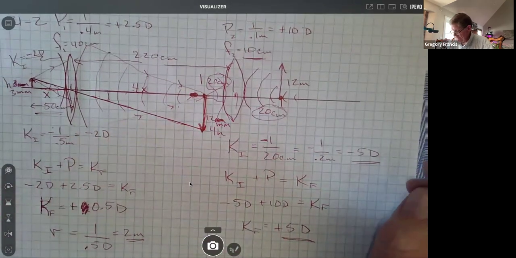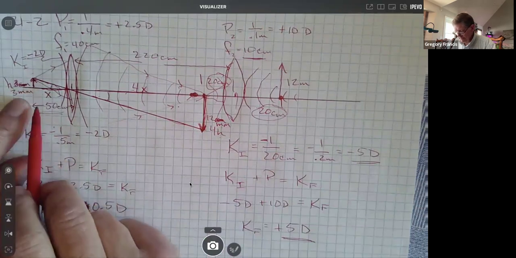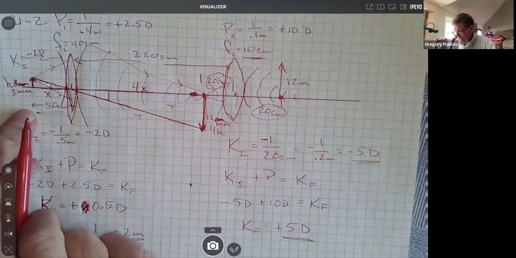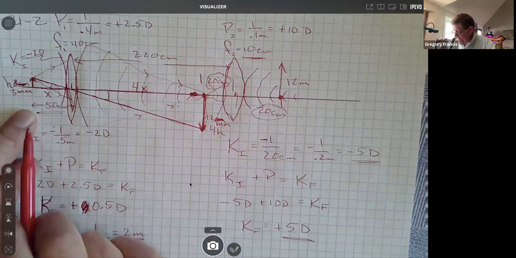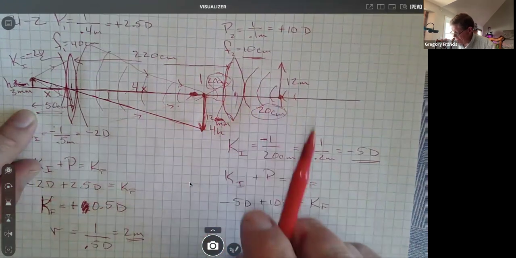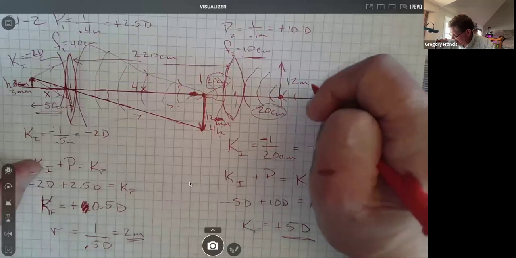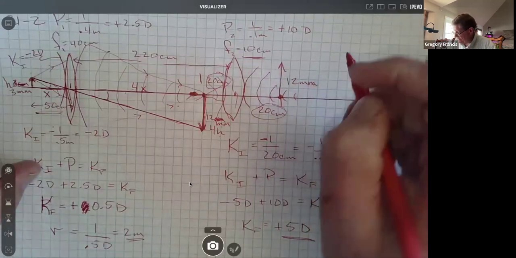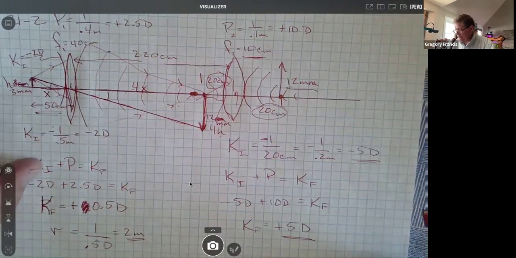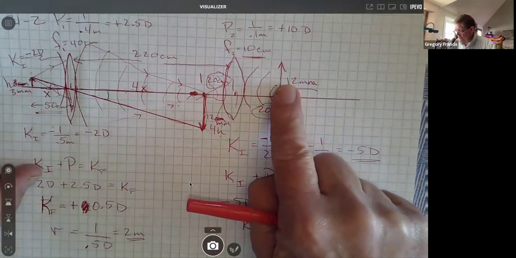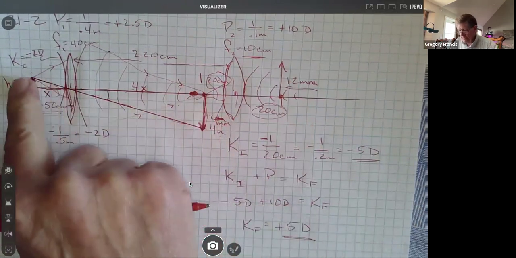Now, where is that final image going to show up relative to the initial point? Well, it's going to show up 20 centimeters to the right of the final lens. It's going to be 12 millimeters tall, and it's going to be upright. It's going to be a real image. This is the real image of this object, and this is the real image of that object.